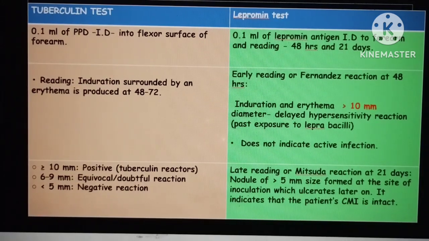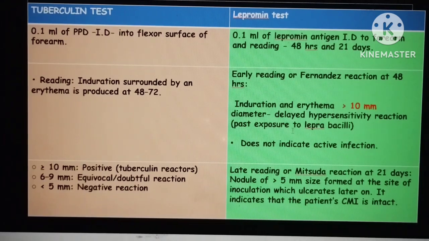Whereas the lepromin test is similar. You'll be taking 0.1 ml of lepromin antigen and giving an intradermal injection, and reading again at 48 hours and 21 days, but here it is about 48 to 72. At 48 hours it is the early Fernandez reaction, and at 21 days it is the late Mitsuda reaction. If there is an induration or erythema of more than 10 millimeter, it means the patient has been exposed to the lepra bacilli, and it does not indicate the patient has active replication.